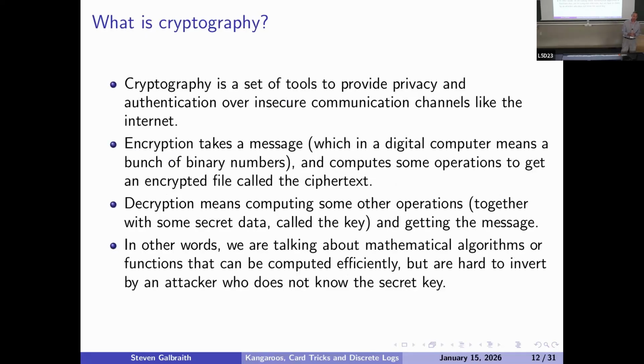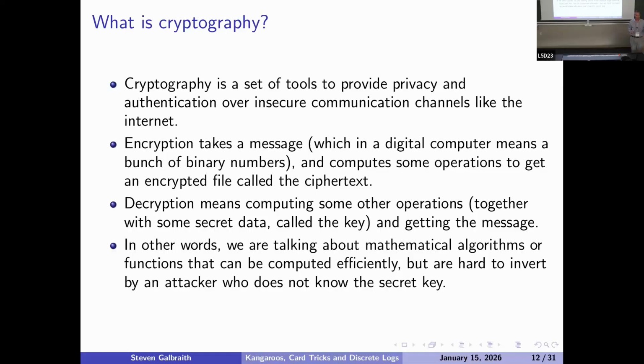But first, I'm going to set the scene a little bit with discrete logs and cryptography. So what are we talking about? What do we do in this community? So cryptography, we obviously try to provide some security services to your communications over the internet. And so authentication is very important. And also encryption and privacy is very important.